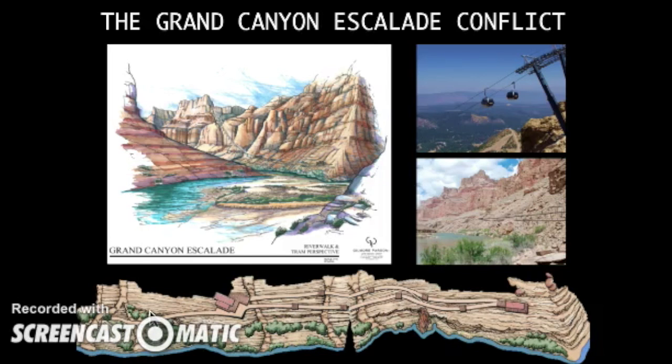The project's manager's arguments are that the Grand Canyon Escalade is not within the boundaries of the Grand Canyon National Park and also would not disturb any sacred sites, so they believe they are not impacting anything historical or sacred.